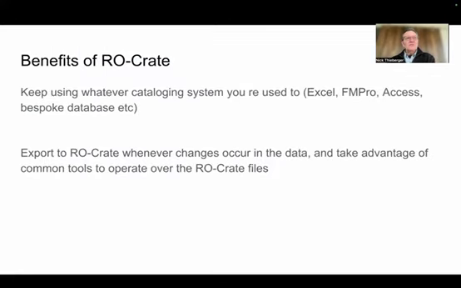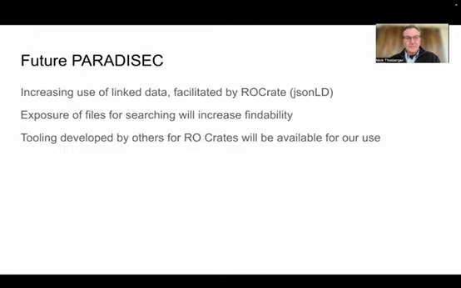So the benefits of using Arrow Crate, one of the major ones, is that you can keep using whatever cataloguing system you're used to. So Excel or FileMaker Pro or Access or a database of some kind, as long as it can export to Arrow Crate. So you have to write a routine that takes that material and exports to Arrow Crate whenever changes occur in the data. But this then allows you to take advantage of common tools that are being written all over the world to operate over the Arrow Crate files.